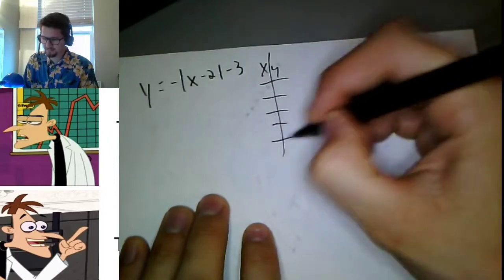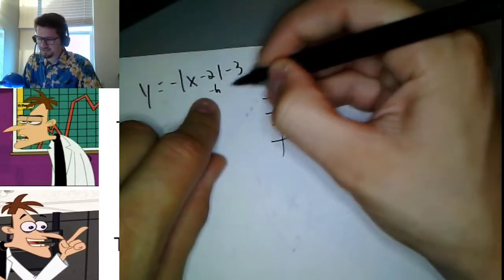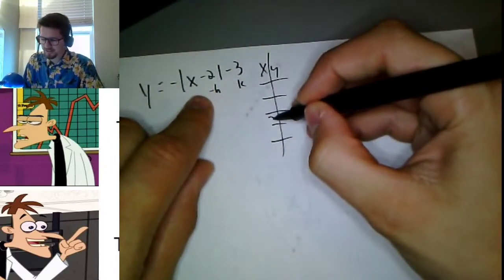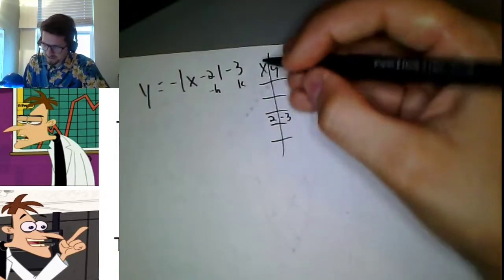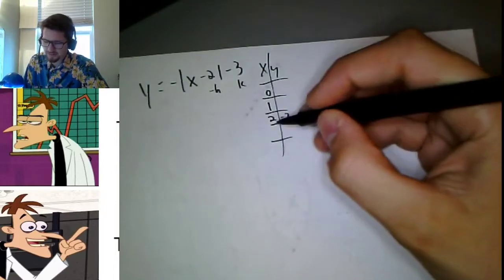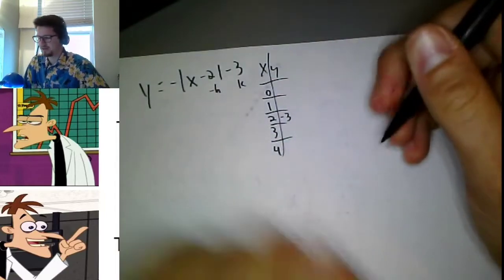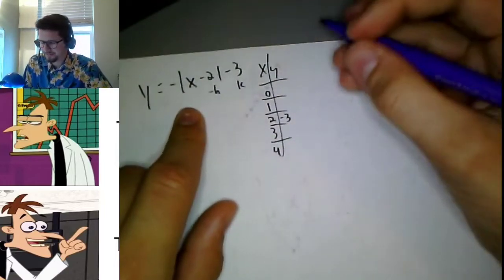XY table. What's my vertex? Opposite of H, K. Opposite of negative 2 is positive 2. K has stayed the same as negative 3. So then I go down to 2, 1, 0, up to 2, 3, 4. So plug in these numbers.